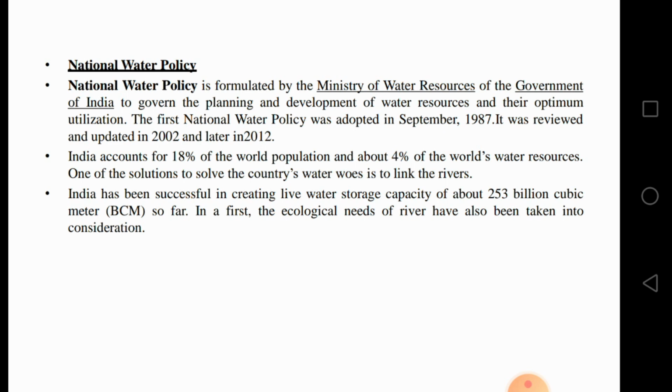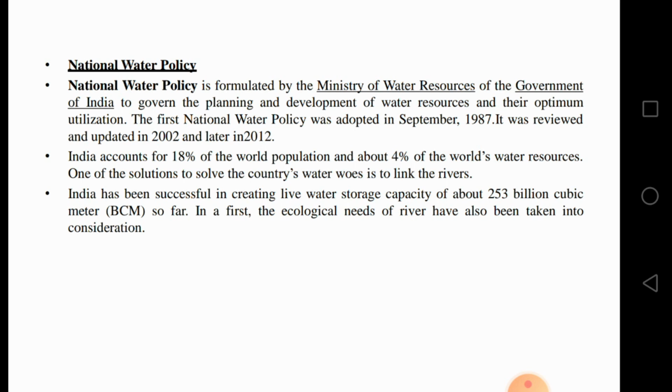Temporal and spatial variation in availability of water: temporal means with respect to time, and spatial variation means with respect to changes of area. These variations in the availability of water may further increase. And access to safe water for drinking and other domestic needs still continues to be a problem in many areas. Further, access to water for sanitation and hygiene is a more serious problem.